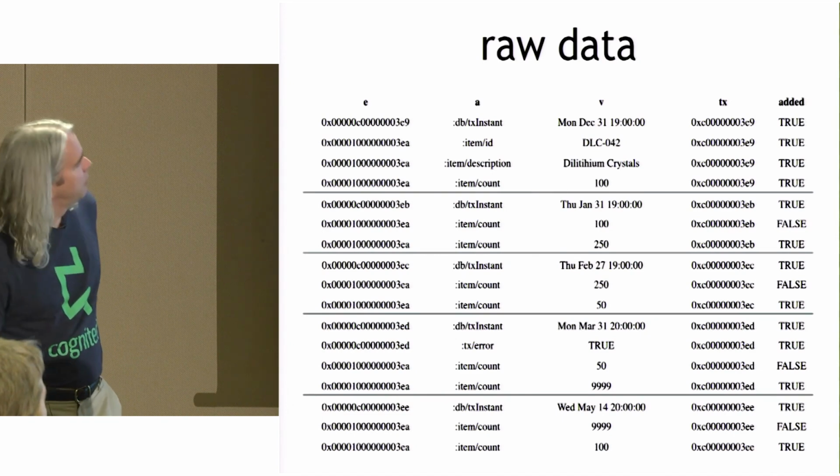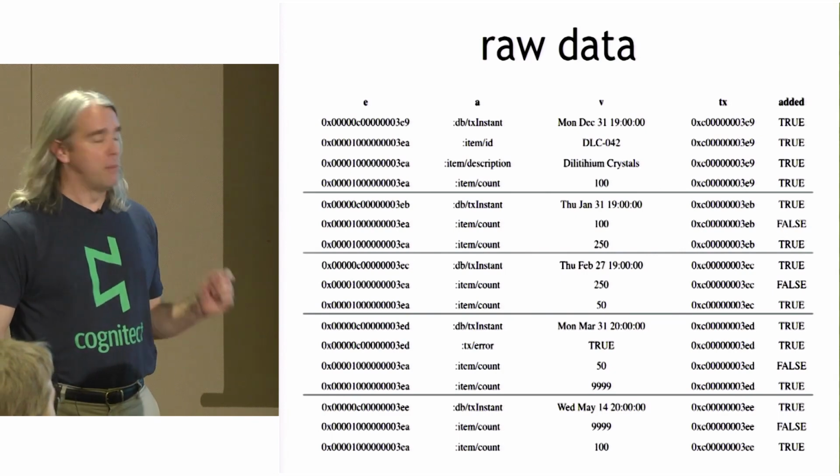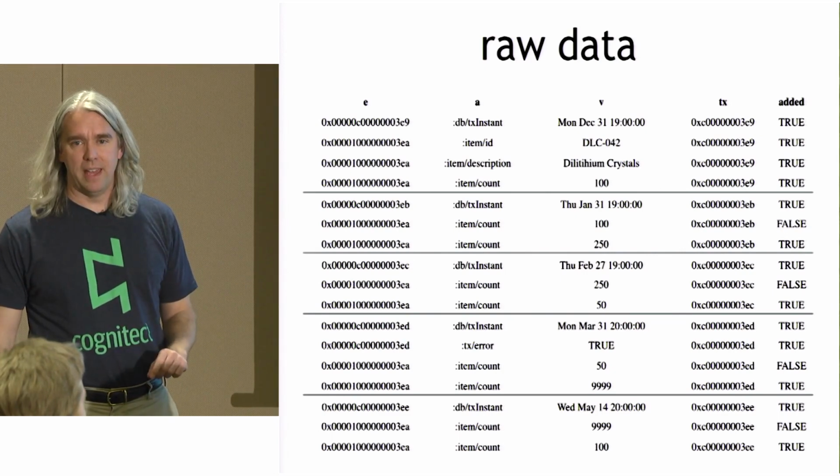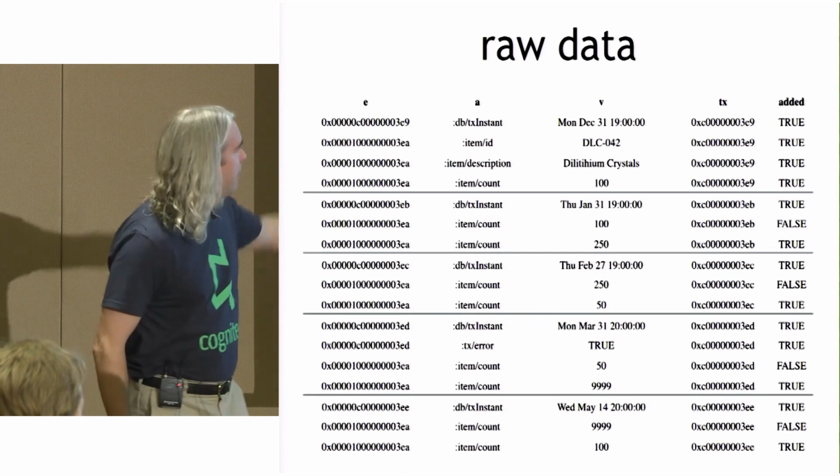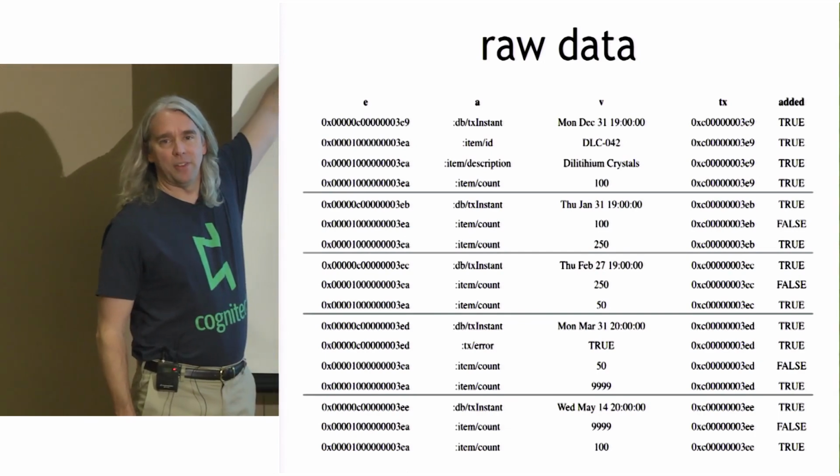Can you guys actually read that? I know it's a little small. We go from 100 to 250 in the second transaction. Can everybody see that? When I walk in front of the screen, I get washed out, but it's that row, right, that sets us to 250.